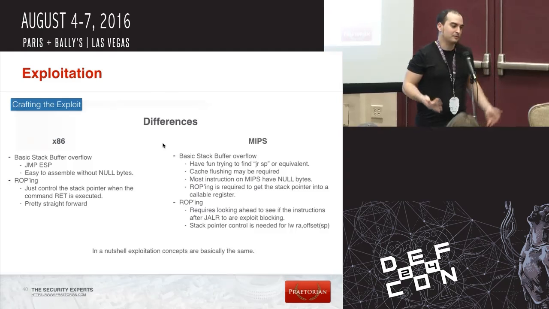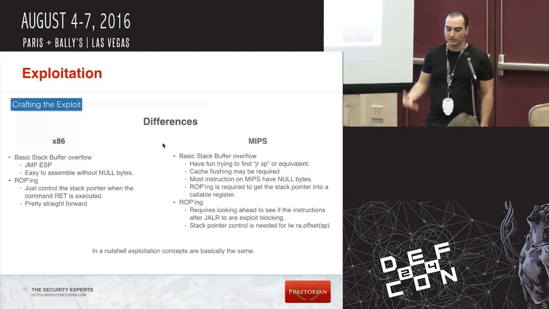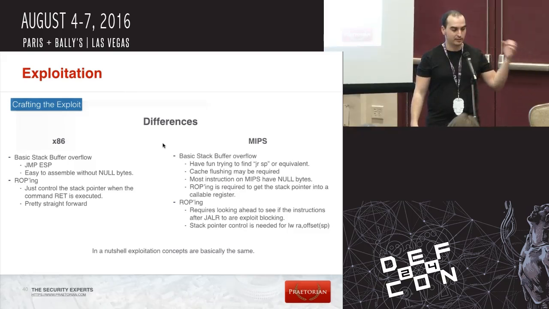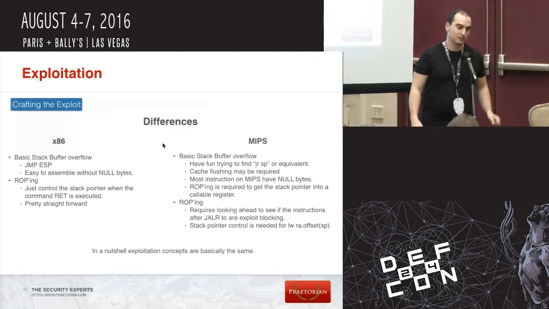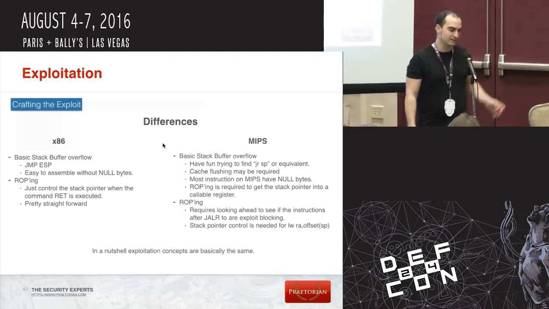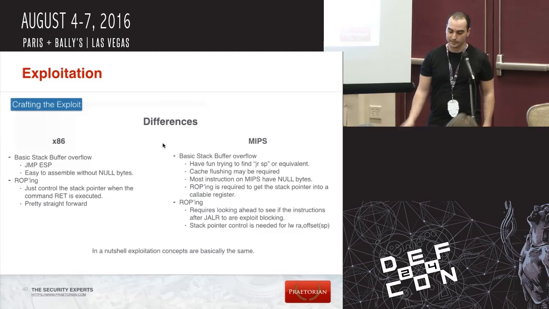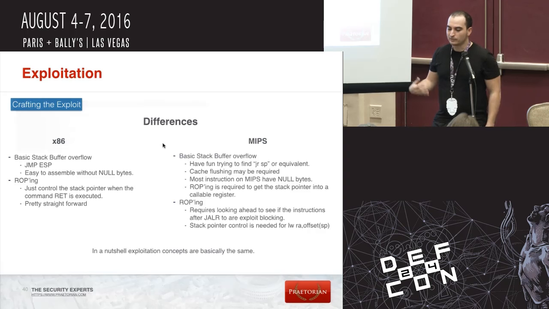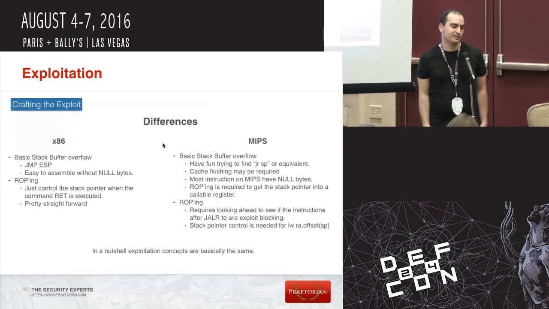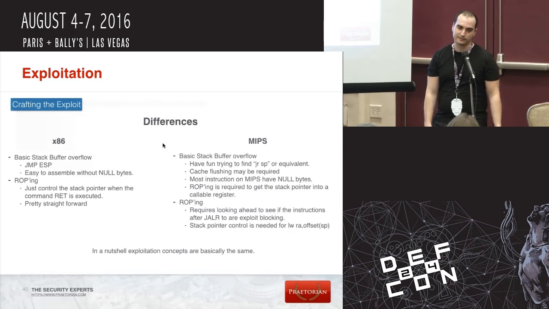x86-based stack buffer overflow is pretty simple and straightforward, like I said, 1,000 times. With ROP, just know where your ESP is and where the ret is going to happen and everything just falls into place. MIPS-based stack buffer overflow is a little bit less straightforward because you have fewer instructions than x86. But it's a little bit more fun, but it does require ROP. So if you've never done ROP before in x86, you should probably do that first before coming over here. And then ROP in MIPS, same thing. You're just calling different APIs and feeding them different arguments.